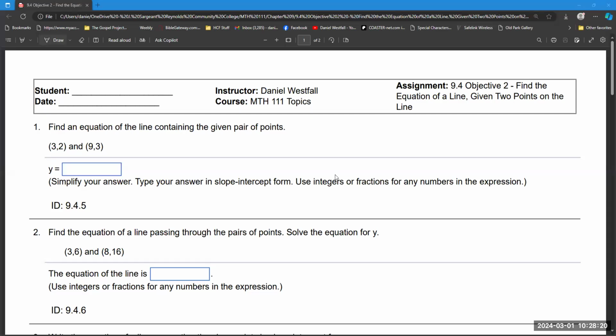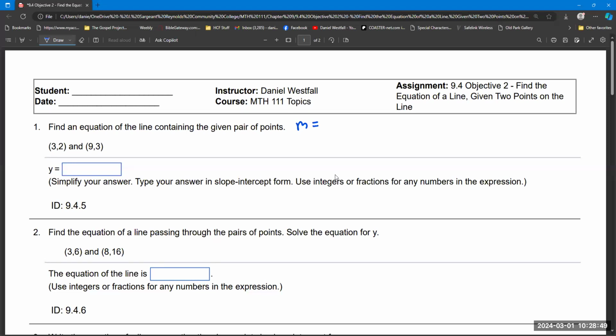In this video, we're going to talk about 9.4 Objective 2. We find the equation of a line given 2 points on the line. This is just an extension of what we did in our last video in 9.4 Objective 1. We just need to find the slope of the line first, given the 2 points, and then use either of those 2 points with the point slope form that we talked about last time to find the equation of the line.